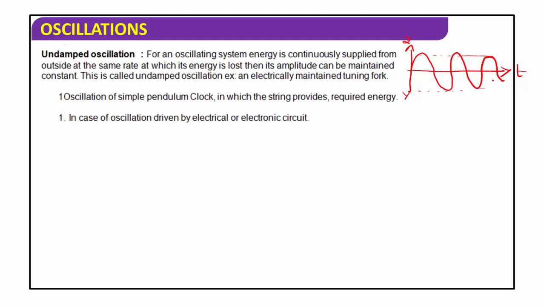For example, a pendulum clock oscillates continuously along its own axis. When you supply a certain energy to that system, the pendulum clock is always oscillating along its own axis. That type of oscillation is called undamped oscillation. It requires a certain energy. And another example is oscillation driven by an electrical or electronic circuit.